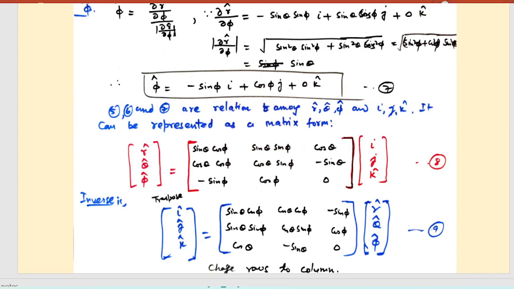Similarly, we can find the unit vector phi cap by partially differentiating r cap with respect to phi.